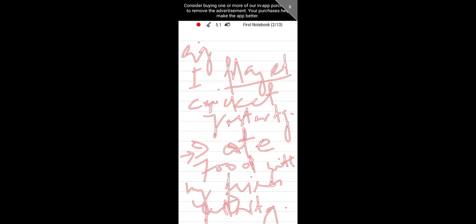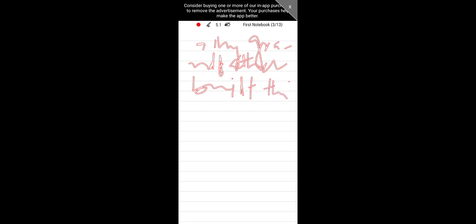Similarly, one more example is: my grandfather built this house in 1998, right? My grandfather built this house in 1998. He has completed this house in 1998, right? So this action is also completed in the past, so it is also expressed in simple past tense.